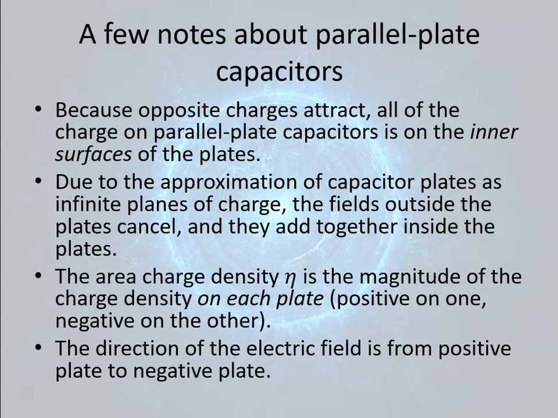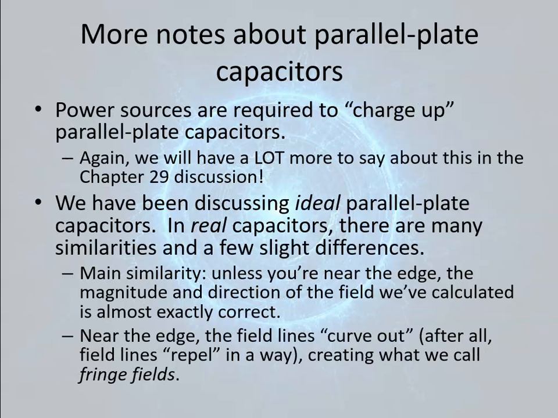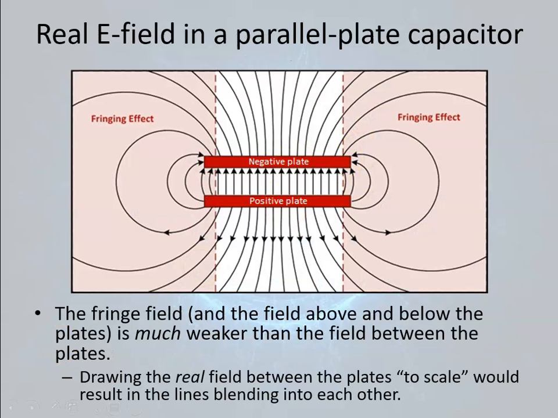In truth, in reality, there's no such thing as an infinite sheet or an infinite plane. And as a result, in a real scenario, the field lines are going to curve out and repel toward the edges of the plates. We call these fringe fields, such that in a real situation the fields look something like this. But notice that the magnitude of the field in between the plates is much bigger than the magnitude outside. So that's again something to keep in mind.